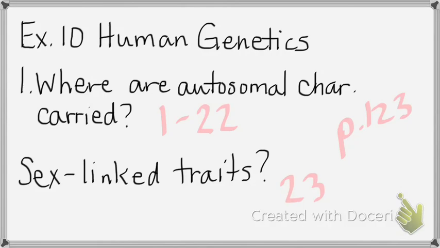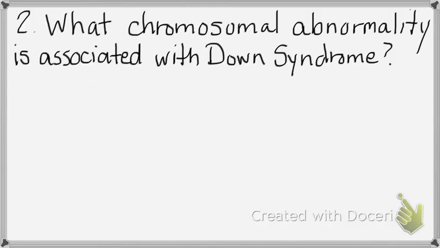Okay, on question 1. What chromosomal abnormality is associated with Downs? Yeah, an extra chromosome of the 21st. That's good.